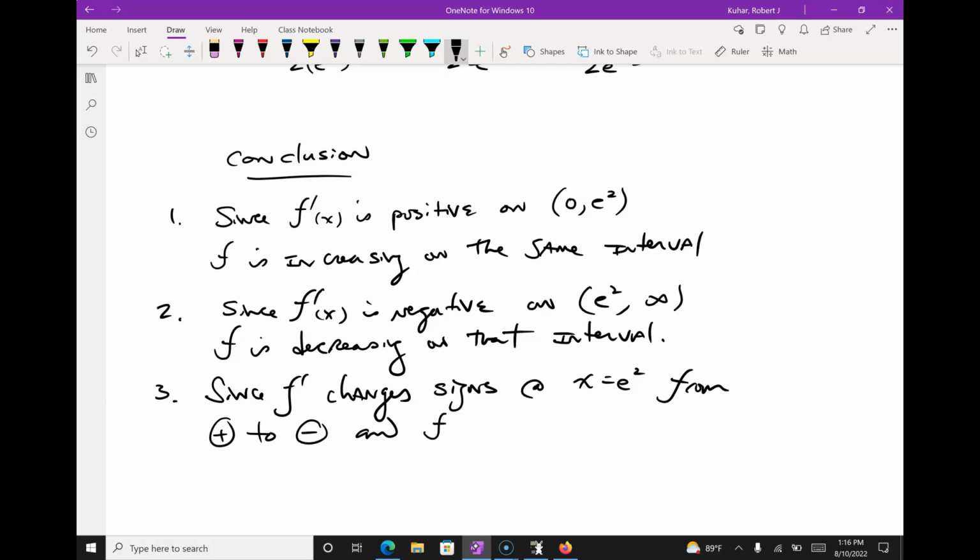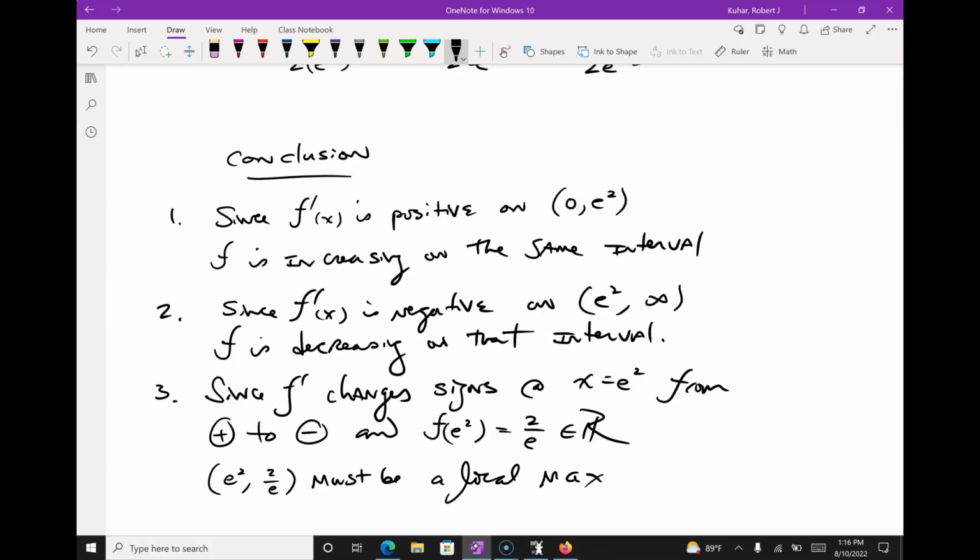and f of e squared, which was 2 over e, exists, right? That point exists, it must be a local max. In this case, it's the absolute max, but we don't care. I'll ask you that question if I want to ask you that question. But when we're doing first derivative tests, we're just looking for locals. Local high points or local low points.